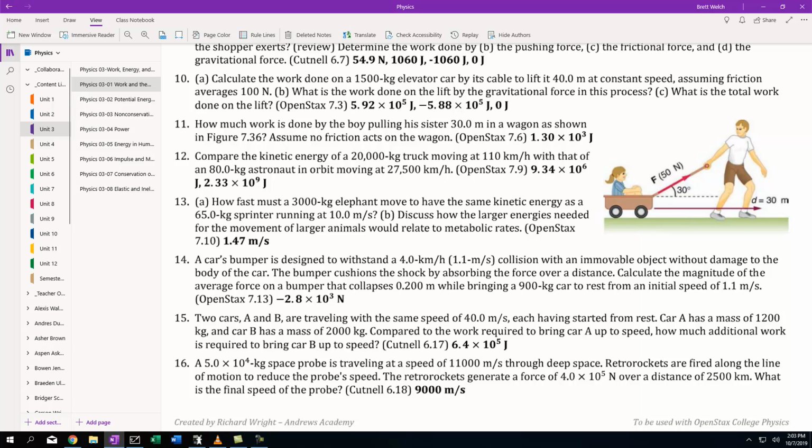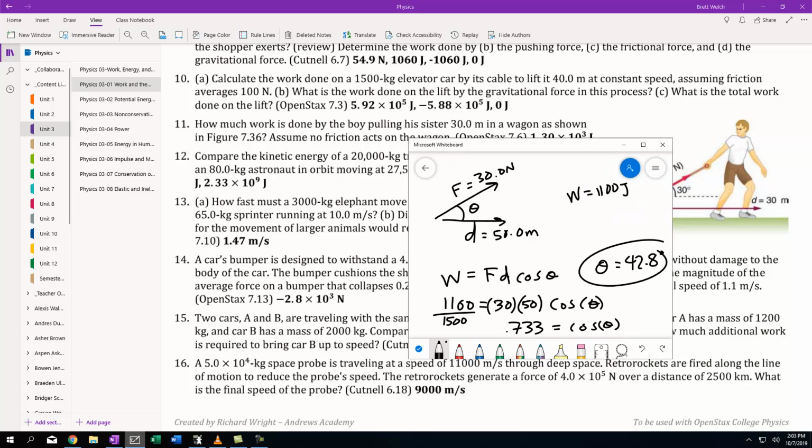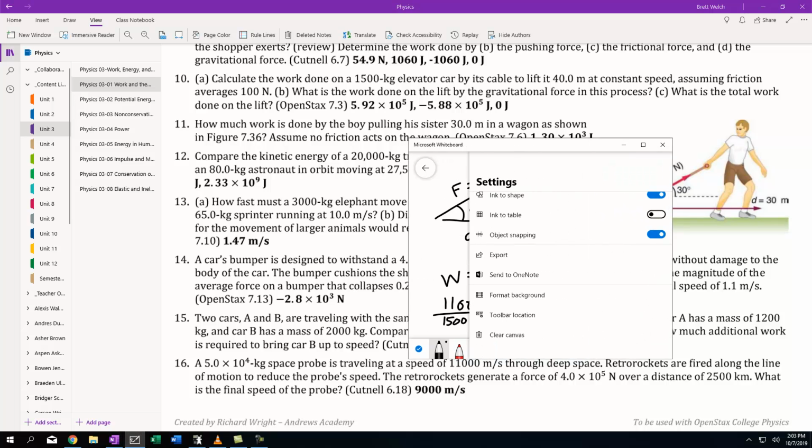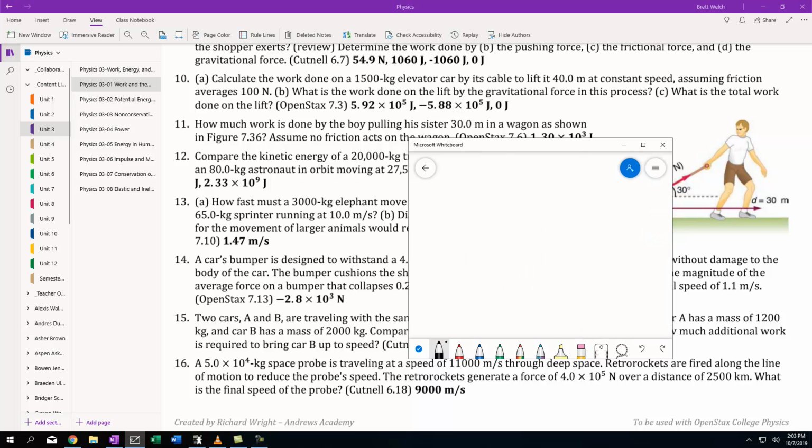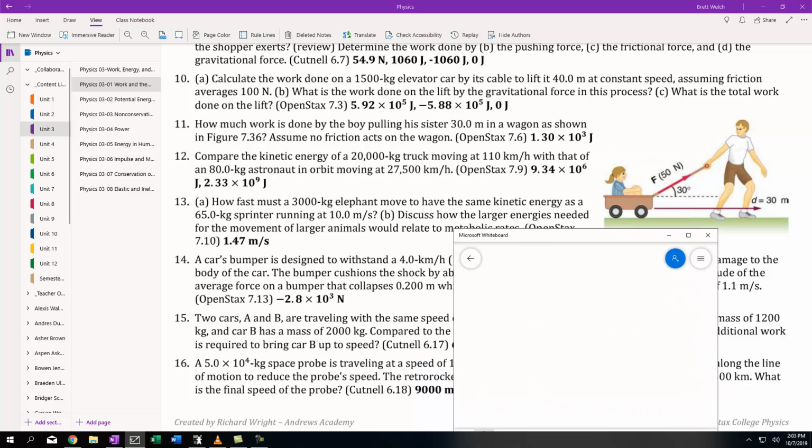So we're looking for a speed for the elephant given a speed for a sprinter. Now we know that the bigger the mass is, our kinetic energy is going to be increased by the mass being so large. But we also know that velocity matters. And so when we look at this, we want the kinetic energy of the elephant to equal the kinetic energy of the sprinter. And so we look at the formulas for the kinetic energy.